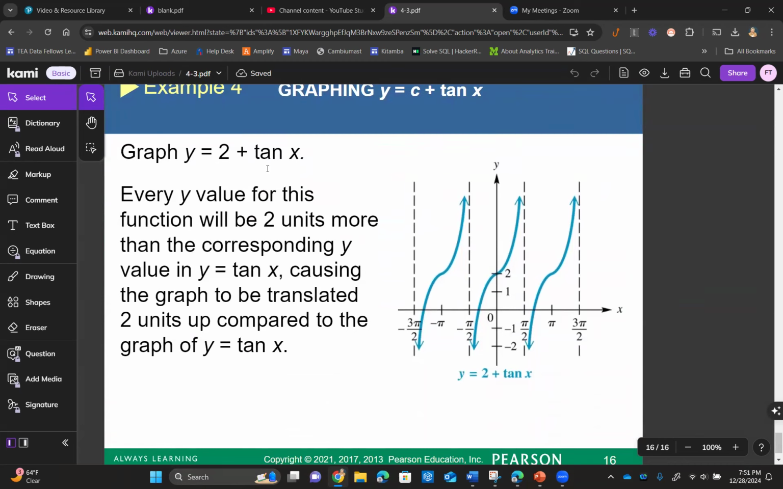If you have y equals 2 plus tangent of x, this positive 2 is just going to move your main tangent x graph 2 units up. So you're still going to get the same shape as the tangent of x graph, but every point on the tangent of x graph will be shifted 2 units higher. And this is what y equals 2 plus tangent x looks like. And this is the end of 4.3 for us.